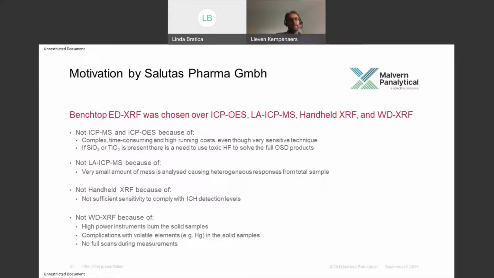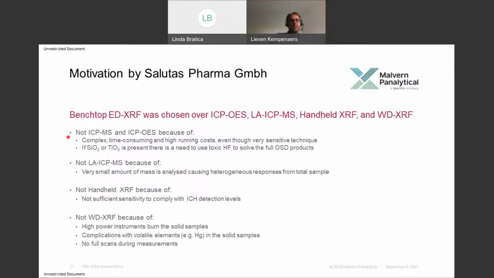The interesting part is that the authors also look at other available methods, and they conclude that they chose the benchtop ED XRF instrument over ICP-OES, even the laser ablation ICP-MS, handheld XRF, and also WD XRF as alternative methods, but they chose the benchtop ED XRF method as the method that suits them. In the article, they also describe why not the others.